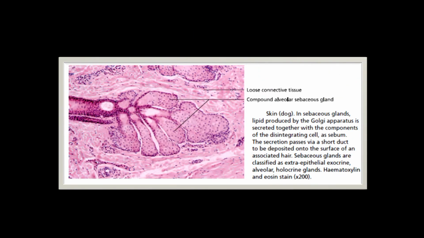So we can see the loose connective tissue, compound alveolar sebaceous gland. Skin of the dog has sebaceous glands. Lipid produced by the Golgi apparatus is secreted as a component of the disintegrating cell, or sebum, and the secretion passes via a short duct to be deposited onto the surface of the associated hair. Sebaceous glands are classified as extraepithelial, exocrine, alveolar, holocrine glands. So all the sebaceous glands are holocrine. In the ear, in our case also, it is found, that is a holocrine type of secretion.